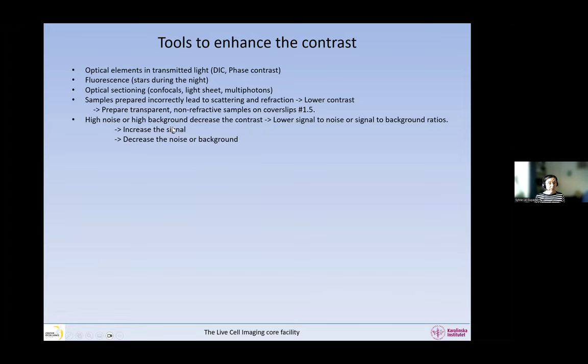The noise and the background. So both of them decrease the contrast. So if we have a low signal to noise ratio or a low signal to background ratio, so these two are confused very often by loads of people, but this afternoon we're going to put a full stop to the confusion. So then what we need to do, if you have a low signal to noise ratio, signal to background ratio, we need to either increase the signal or decrease the noise in the background. And we will see this later. Both techniques work and you can combine them.